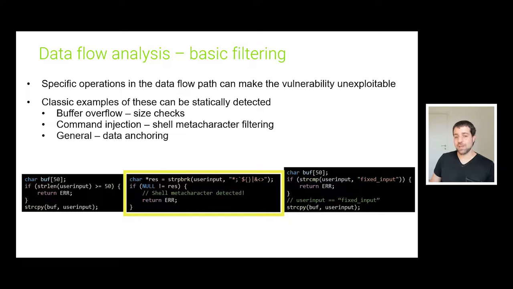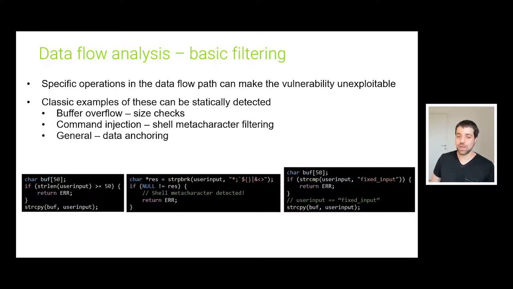Let's see an example with command injection. So here we check using strpbrk if the user input contains any shell metacharacter. So for example, semicolon, backtick, ampersand, output redirection, pipe, etc. And if any of these characters exist, then we return error because it's a malicious input. Of course, there might be more characters, just to make a point here. But again, this is filtering against command injection, for example.